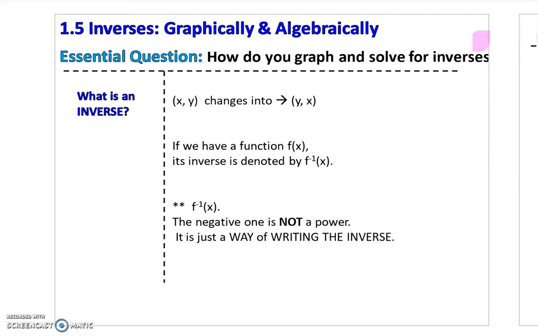What's an inverse? When we take an inverse of a function, we are essentially changing the x and the y location, right? So an xy ordered pair becomes y comma x.